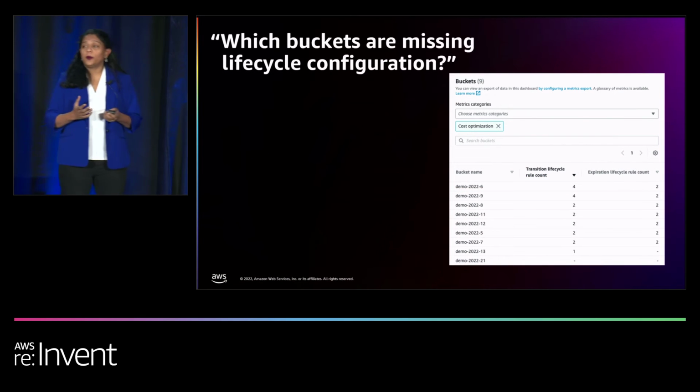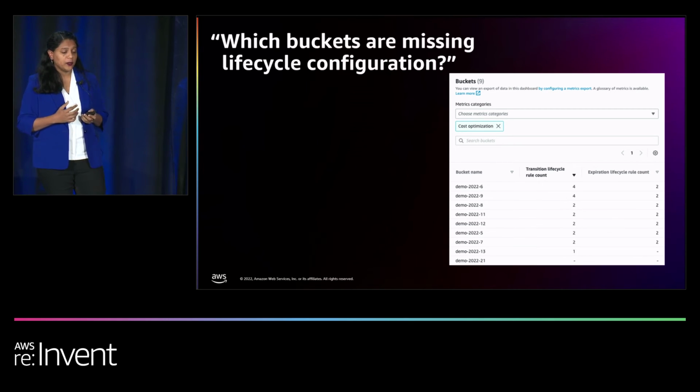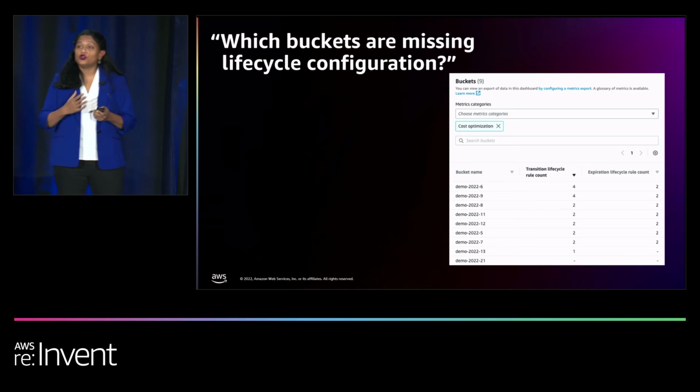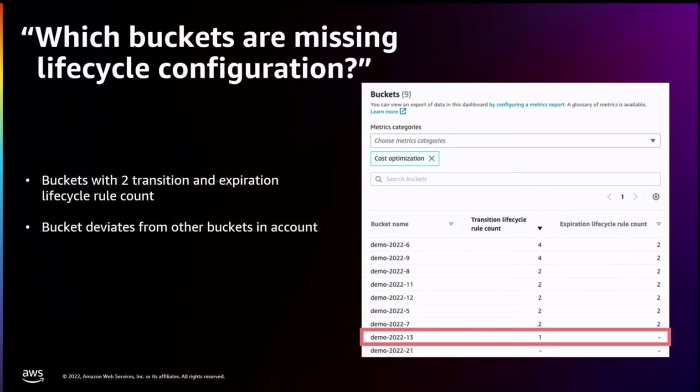If you are assigned to find opportunities to save on costs, the first question that will cross your mind is, which buckets are missing lifecycle configuration? And here's how you can find out. You can use the buckets view, and under the cost optimization category, you'll find the lifecycle rule count metrics. In my example, most of the buckets have a standard of 2 transition lifecycle rules and 2 expiration lifecycle rules set up. But this bucket over here is actually deviating from this standard that's applicable to the other buckets in my account. So you can now use Storage Lens to find if you have such buckets which are deviating from the standard lifecycle rule counts, perhaps mandated by your organization.